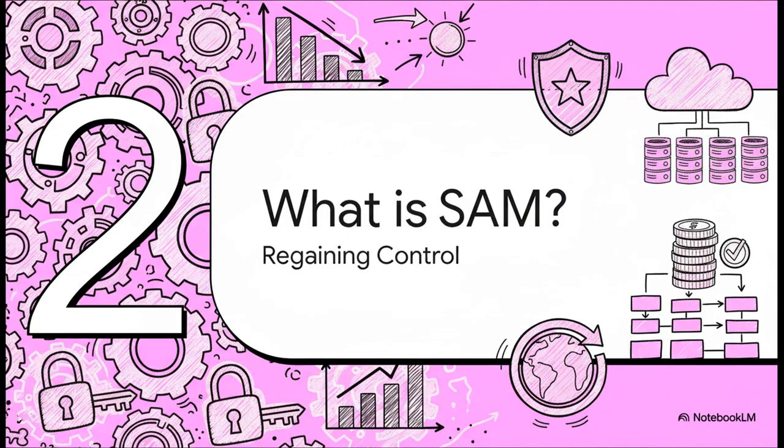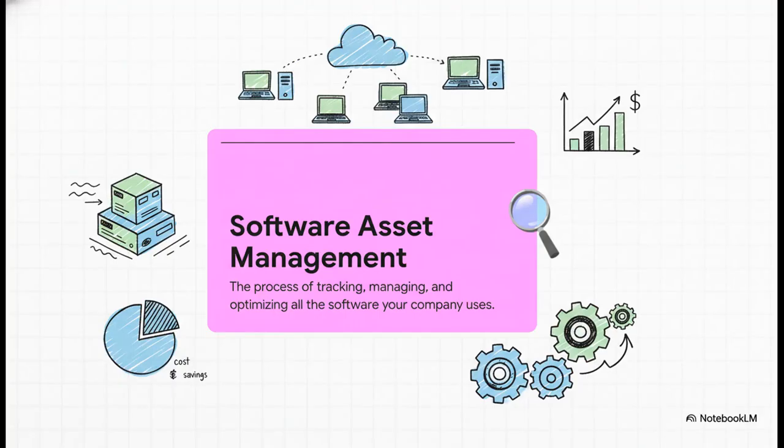But look, there is a way to fix all of this. There's a framework specifically designed to bring some sanity to the chaos. Which brings us to the big question: what is SAM anyway? So, SAM stands for Software Asset Management. And honestly, its goal is pretty simple. It's really just the process of tracking, managing, and optimizing all the software your company owns and uses. We're talking everything from the licenses you buy to who's actually using them and what it all costs.